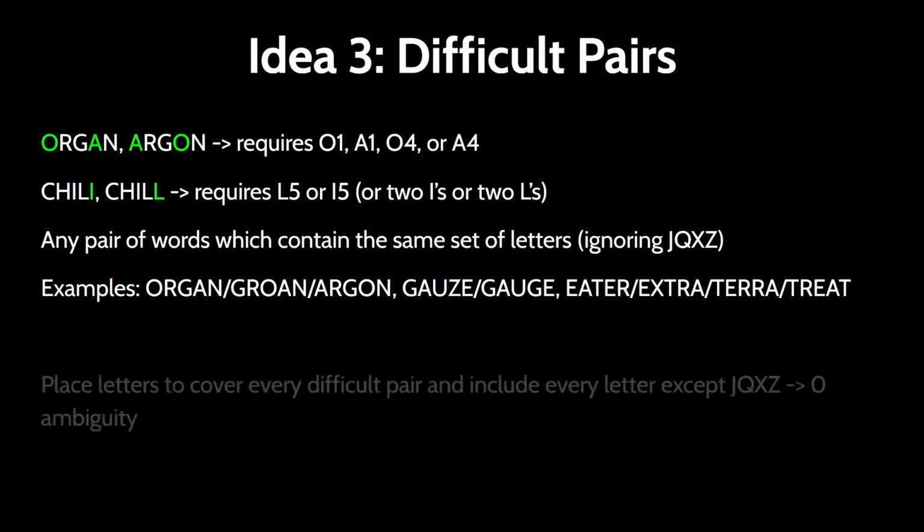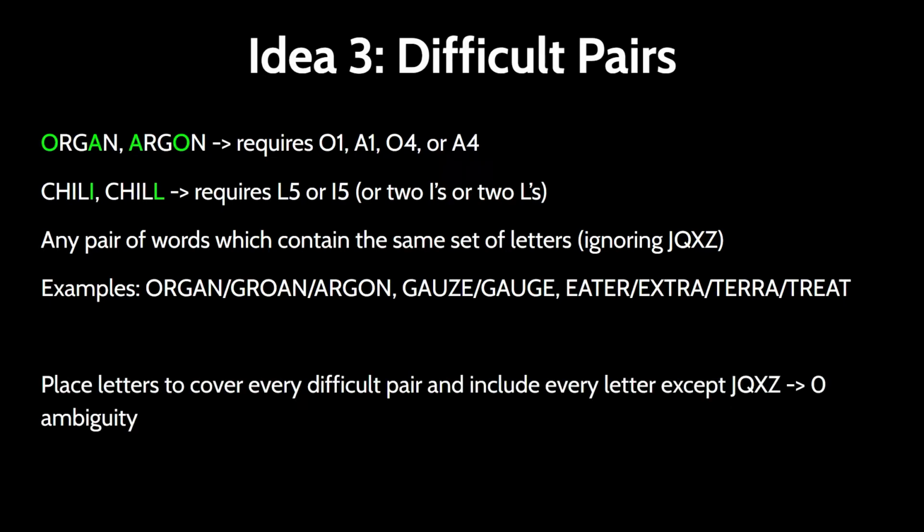In order to find a 0 ambiguity 5-word set, all we need to do is place letters in locations that cover every difficult pair, and include all of the letters except for the 4 least common. Non-difficult pairs are distinguished based on the sets of letters they contain, and difficult pairs are distinguished based on the specific placements. But how do we actually place letters to distinguish every difficult pair and include all but a few letters? Here is where the satisfiability problem, a classic problem in computer science, comes to the rescue.